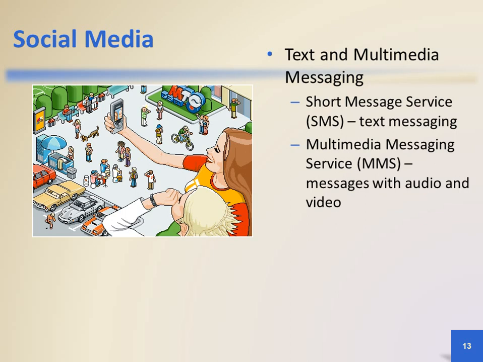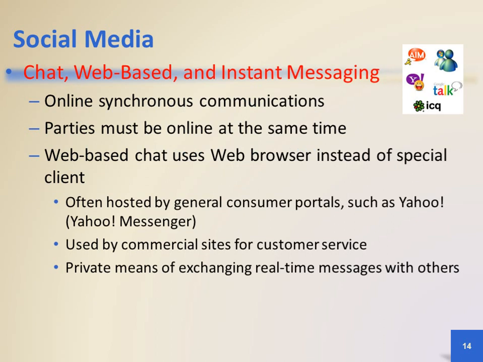All right, another form of social media is text and multimedia messaging. This is another form of asynchronous communication. The sender and receiver don't have to be online at the same time, because you could text someone and then when they get it, they just text you back. Multimedia messaging, or MMS, is a text message that has audio and video. You can see the image here of the girl taking a picture of her and her friend using her mobile phone. She could send it to someone else's phone or upload it to her profile on Facebook or other online tools.